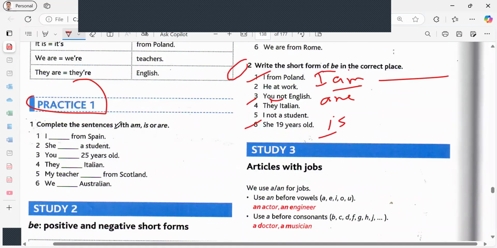This is another question for verb to be: am, is, are. So please answer 2, 4, and 6.